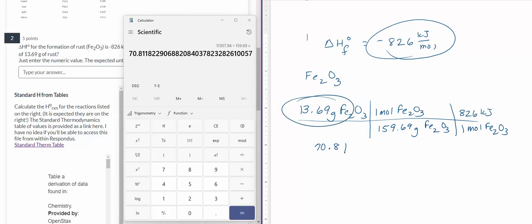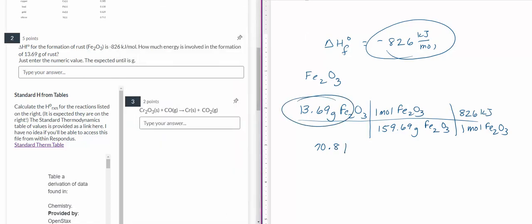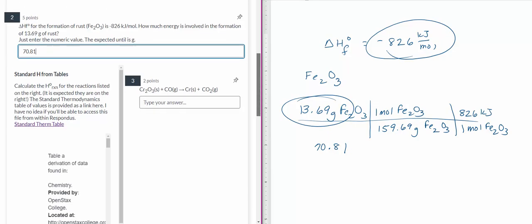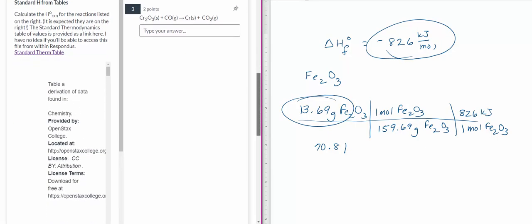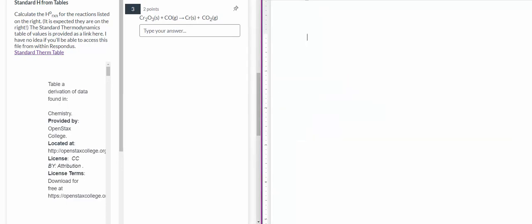Our measured quantity has 4 significant digits, therefore we would report 4 significant digits. So 70.81, and I will get that expected unit tag corrected. So 70.81. Then using the standard H from the tables, what is the heat of the reaction?